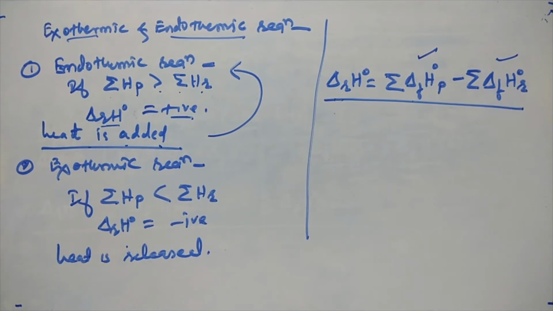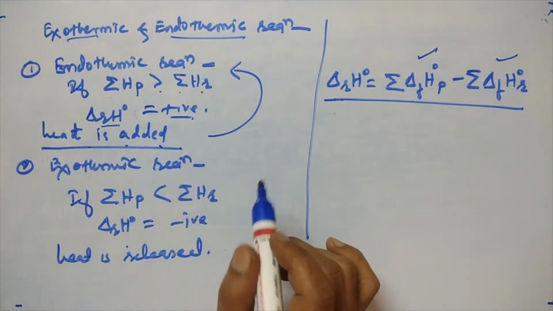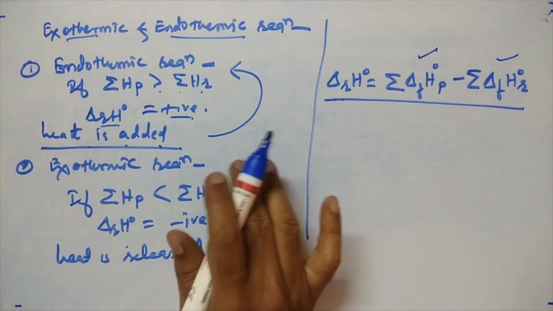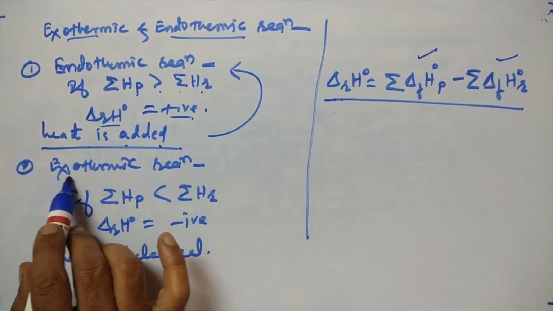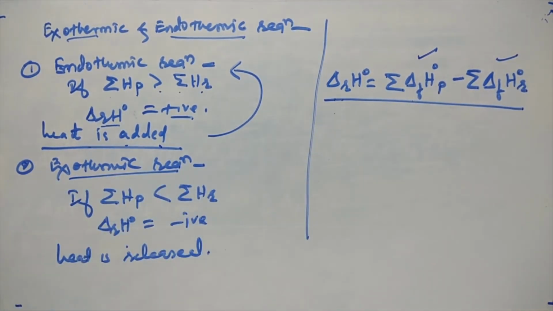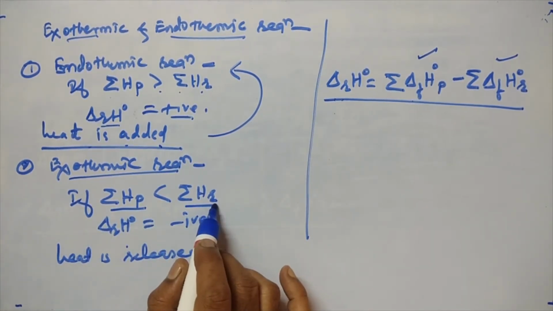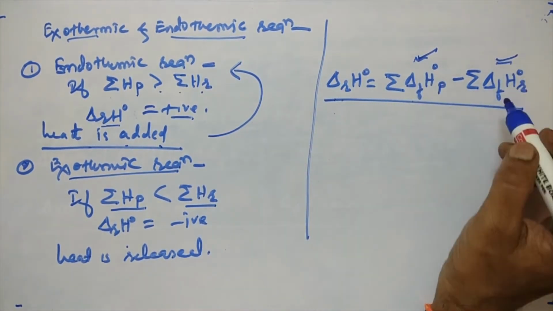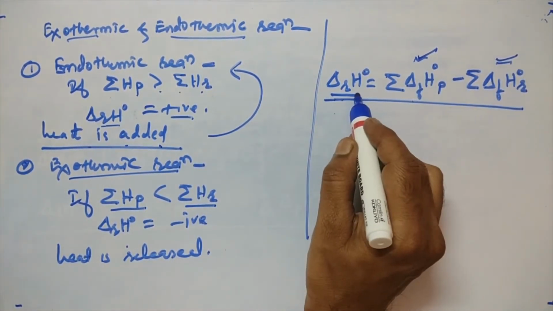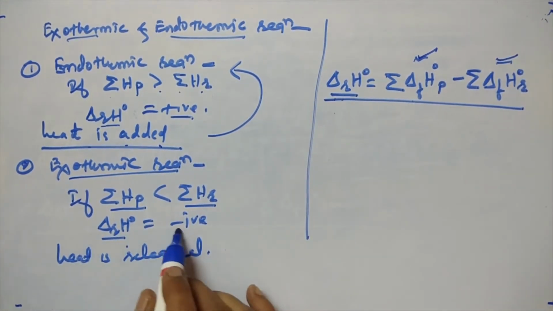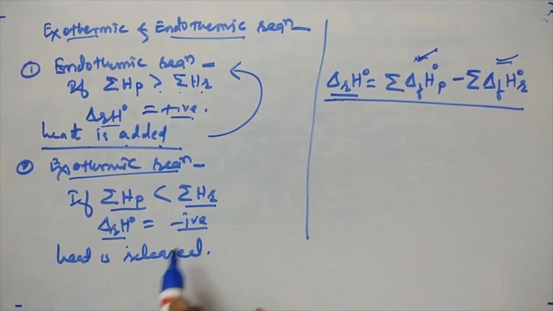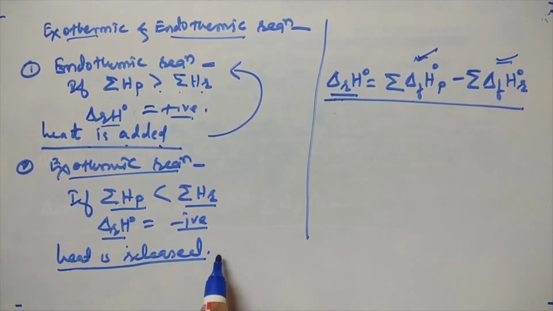As per the definition, an endothermic reaction is one in which heat is absorbed or added to the system. Now let us see the exothermic reaction. If the sum of the enthalpies of the products is less than the sum of the enthalpies of the reactants, then obviously this delta RH, the standard enthalpy of the reaction, will be negative. It implies that heat is released, and obviously it is the exothermic reaction, where heat is released or given out.